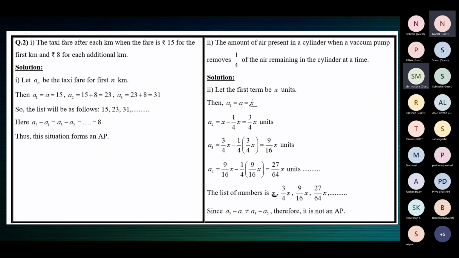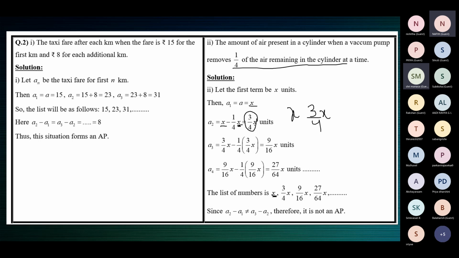Now the second term: the vacuum pump removes 1/4 of the air. How much air is there? X units. And the vacuum pump removes 1/4 of whatever air is remaining in the cylinder. X is there in the cylinder, so 1/4 of X. When you subtract, you'll get 3/4X. So 3/4X is the volume of the air that remains in the cylinder. Originally X, 1/4 of X is removed, so now what remains is 3/4X.